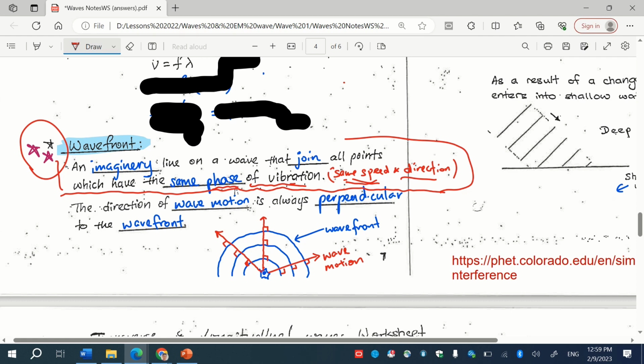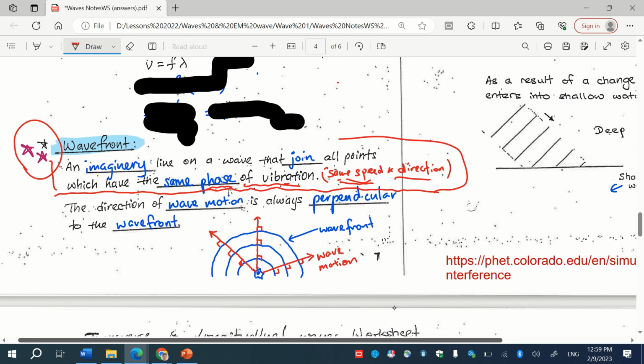The direction of wave motion is always perpendicular to the wavefront. That means when you drop a rock or a stone onto the pond, the circular wave moves outward like that, this way. The direction of wave motion, the way the water ripple moves out, is perpendicular to each wavefront. You can see I draw 90 degrees to each of them. The wave motion is always perpendicular to the motion of the ripple, which is the definition of transverse wave. All right, it's a transverse wave. Okay, we are still talking about transverse wave.